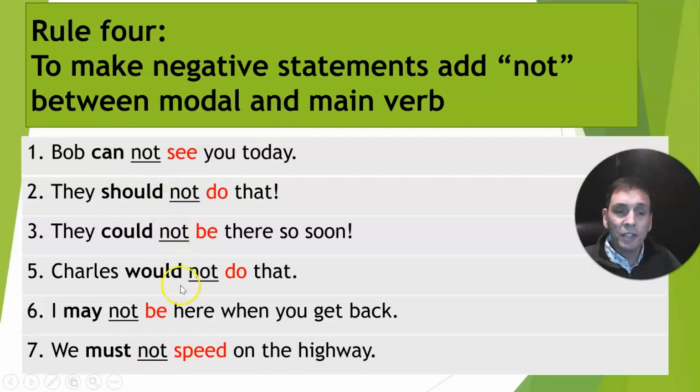So again, in each of these examples, we have the modal verb, the word not, and then the main verb that comes after. So again, to make negative statements, add not between the modal and the main verb.